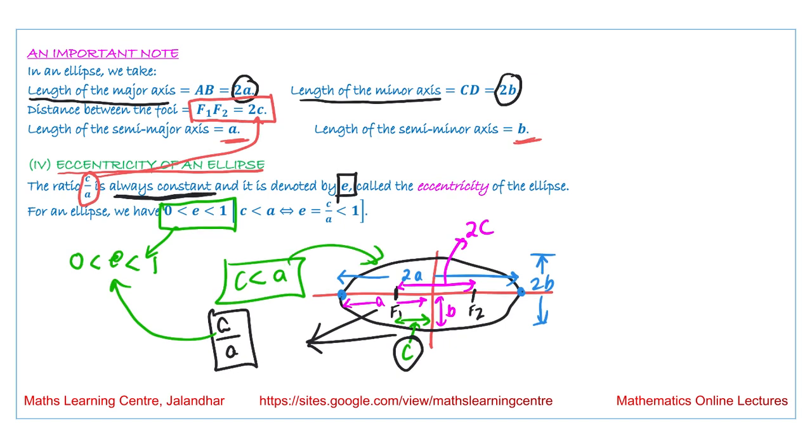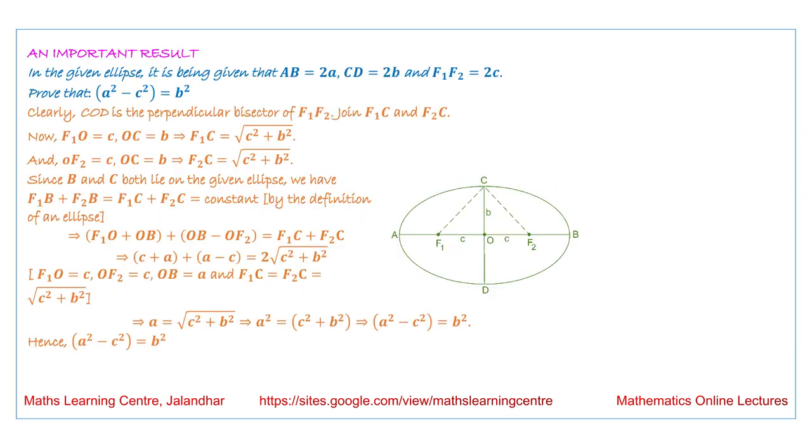So these are some terms we have related to an ellipse. Next, in the given ellipse it is given that AB is equal to 2a. This length is 2a.